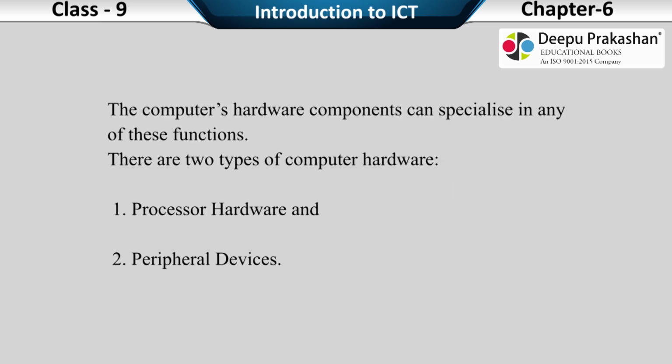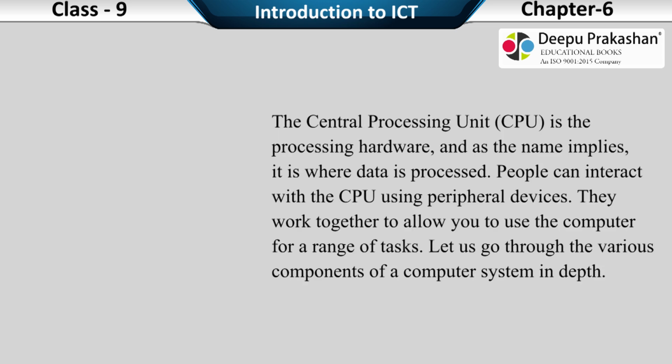The computer's hardware components can specialize in any of these functions. There are 2 types of computer hardware. 1. Processor hardware and 2. Peripheral devices. The Central Processing Unit, CPU, is the processing hardware, and as the name implies, it is where data is processed. People can interact with the CPU using peripheral devices. They work together to allow you to use the computer for a range of tasks. Let us go through the various components of a computer system in depth.